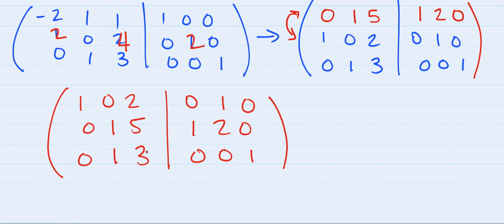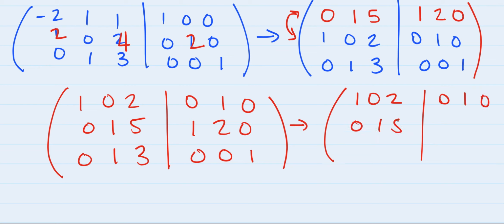Okay. Now I want to get rid of this 1, so I'm going to subtract this row. So I have 1, 0, 2, 0, 1, 0, 0, 1, 5, 1, 2, 0. Subtract everything, and then add it to the last row.